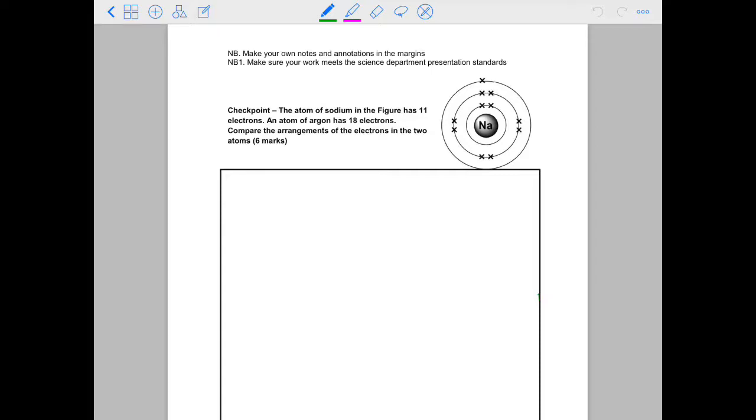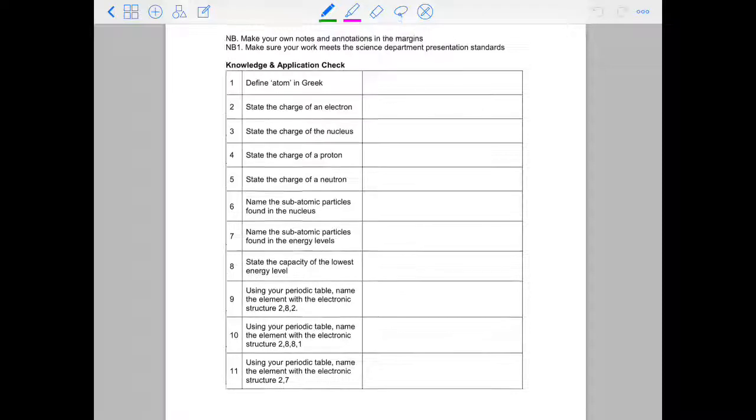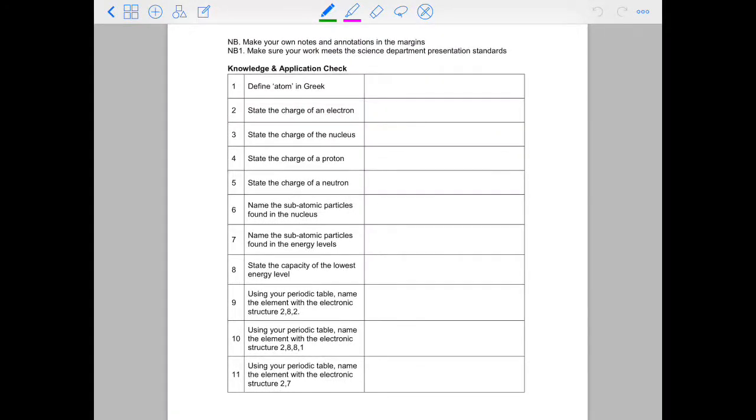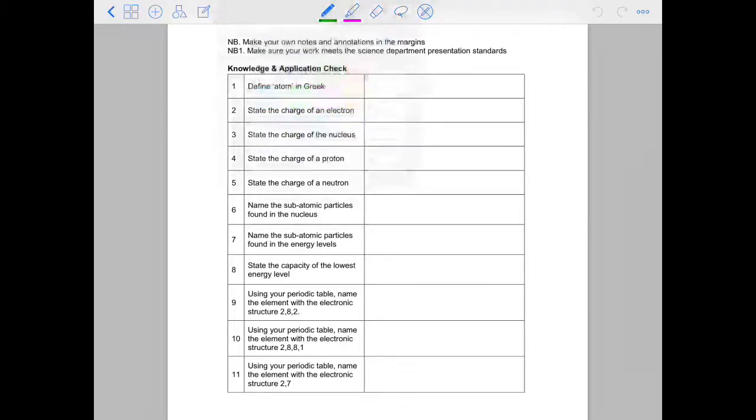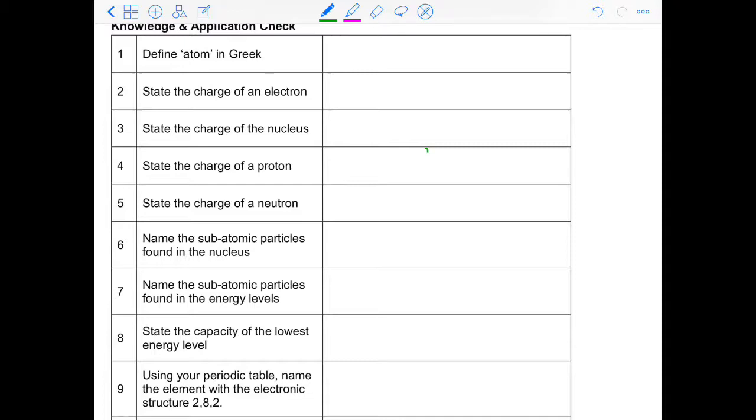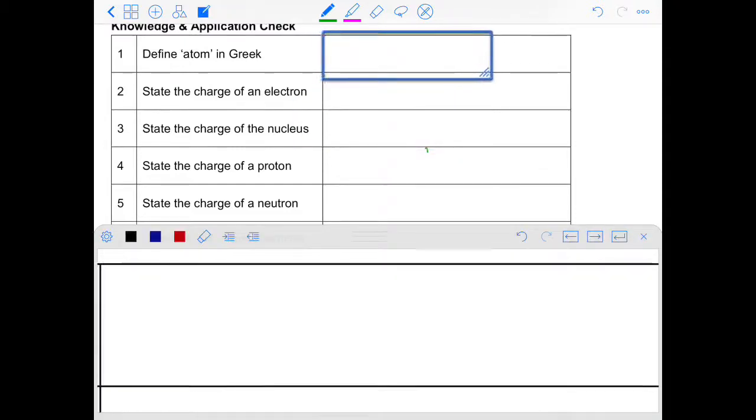And so last but not least, we have our knowledge and application check. So I'd like you to, again, you know the drill by now, pause the video, write down your answers. We'll go over the answers in a minute. So hopefully you have all your answers written down now. We'll go through the answers for this. Again, I would like you to correct it as we go through so you make sure that you have the correct answers. So the definition for atom, what does that word mean?